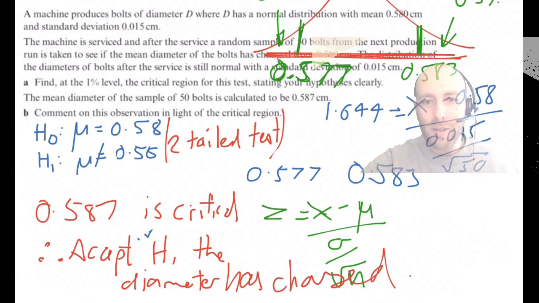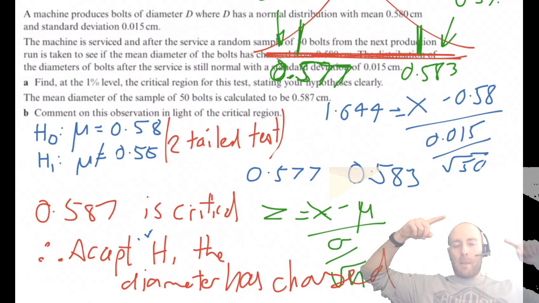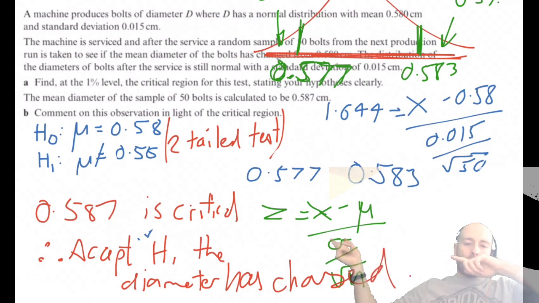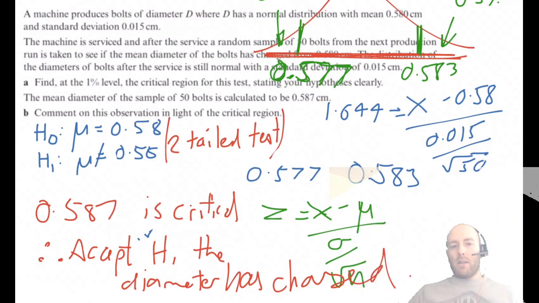Cool. Everyone okay with that? So we found the critical region by finding the 5% bit for Z. We then coded Z using sigma to find our critical values. And then we had a look to see if our value was in the critical region. It was, so we reject H0 and accept H1 and then state, well, the diameter has changed. So you've got to link it back to the question as well. All right, anyone got any questions about that?